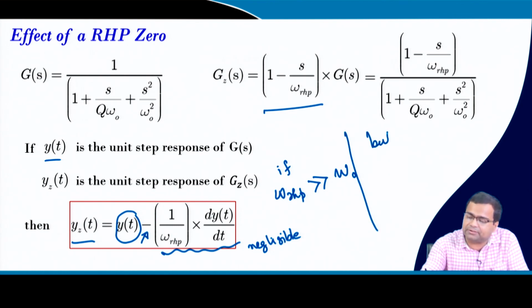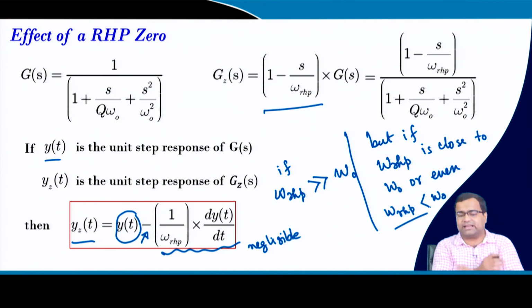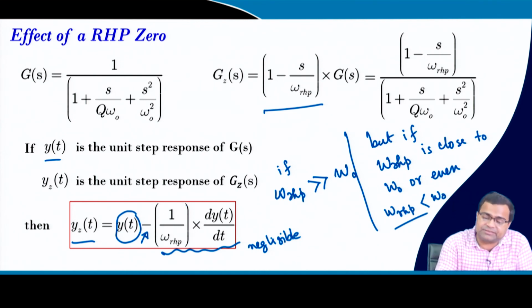But if omega RHP is close to omega 0, or even if omega RHP is smaller than omega 0, that means it is now coming close to the imaginary axis, then this can be severe.